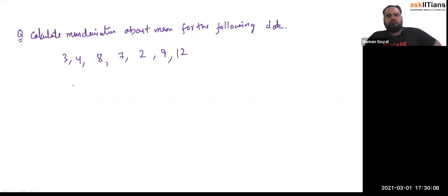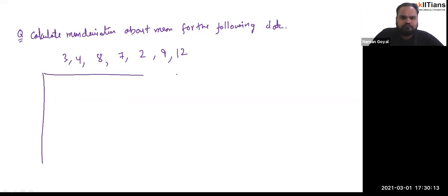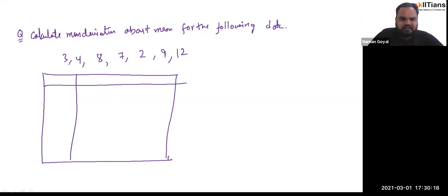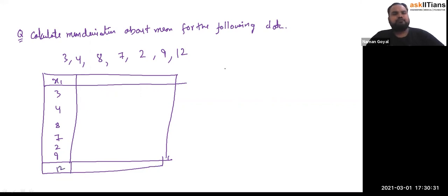So what do we have to do? We have to find out the mean, so we have to draw the table. These terms are xi: 3, 4, 8, 7, 2, 9 and 12 also, right? There is another term which is 12. What do we have to do first? We have to find out the mean, because the formula for mean deviation is summation modulus of xi minus x bar upon n, right? So first of all, we have to find the mean.